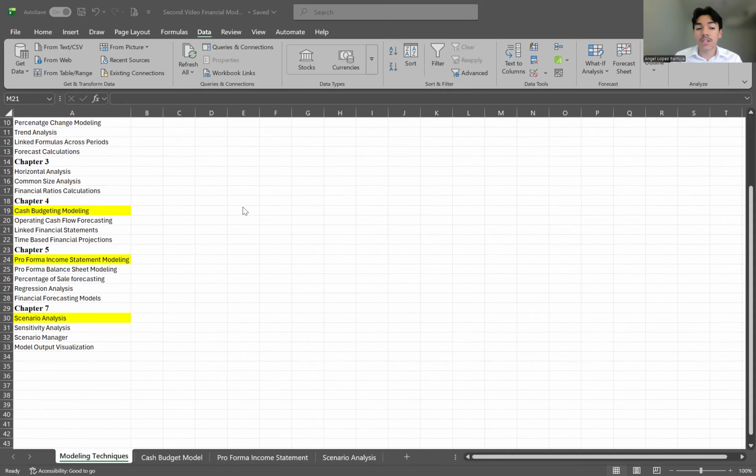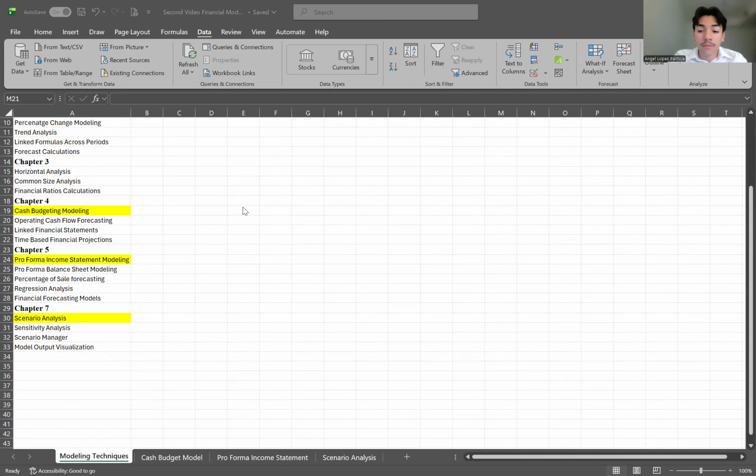And then moving on to chapter five, we had the pro forma income statement model, as well as the balance sheet model, percentage of sales forecasting, regression analysis, and in the end, financial forecasting models. Chapter seven, we did have scenario analysis, the scenario manager, and model output visualization. So the three that I ended up picking were the cash budget model technique, the pro forma income statement model, and the scenario analysis.